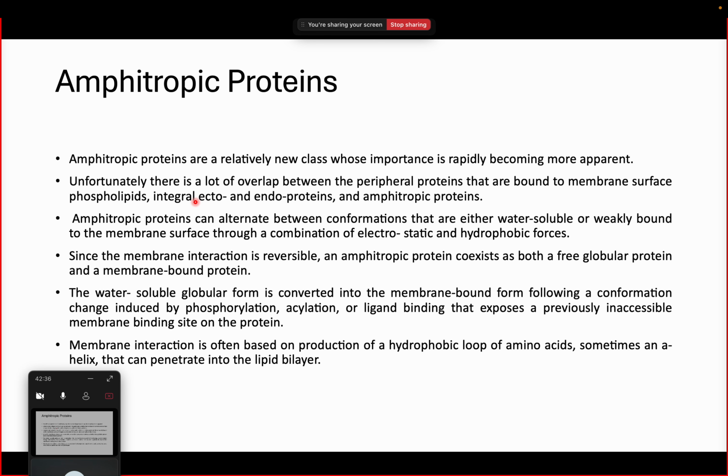So if a protein has to be membrane associated, there has to be some special type of residues, right? What we are calling here hydrophobic residues. So if a globular protein is there and some changes are made to it, such as phosphorylation or acylation, due to which those hydrophobic sides of a protein are exposed, then they can get easily associated with the membrane. Membrane interaction is often based on production of a hydrophobic loop of amino acids, sometimes an alpha helix that can penetrate into the lipid bilayer.